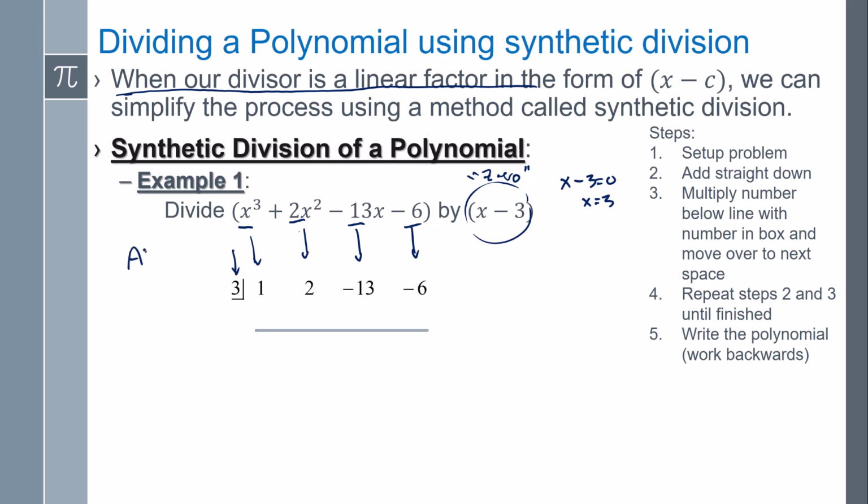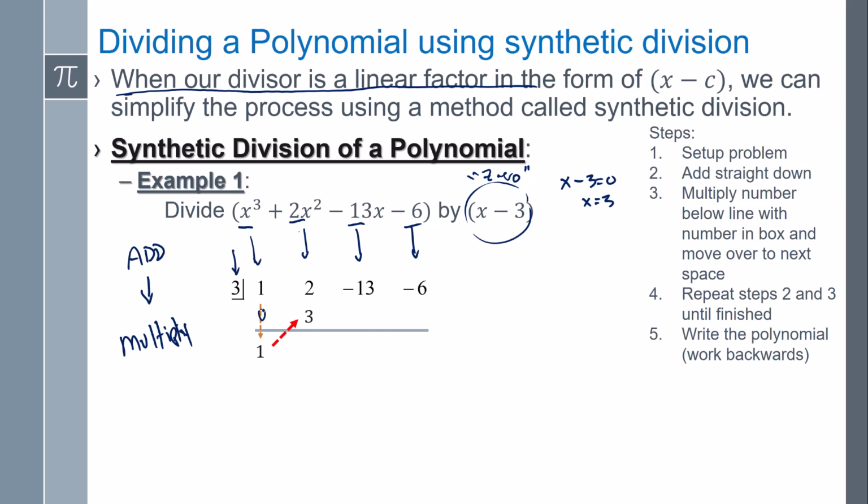You're going to add straight down, and then you're going to multiply whatever's in the box and put it in the next space. So 1 plus 0 is going to be 1. So we add straight down. Then we multiply. So I'm going to take that 1 and multiply it with the 3. So 1 times 3 is 3. You put that in the next spot. You just repeat it again.